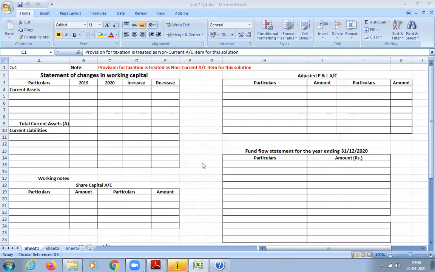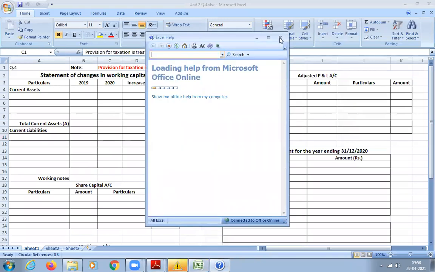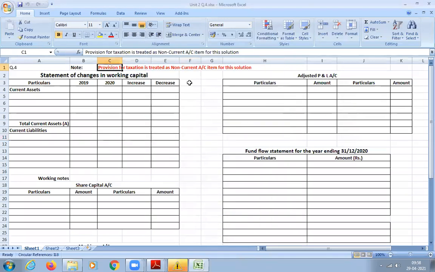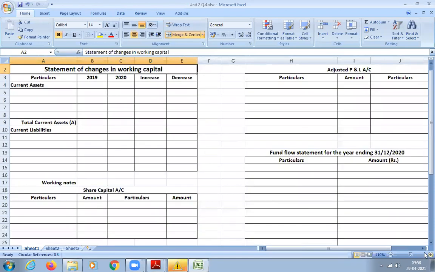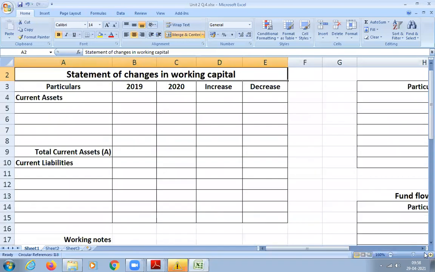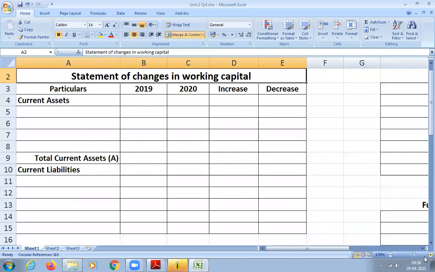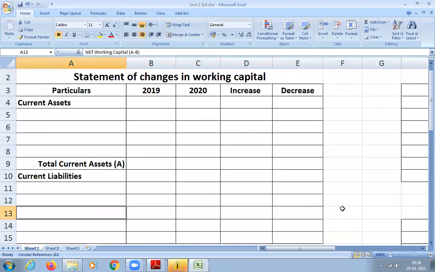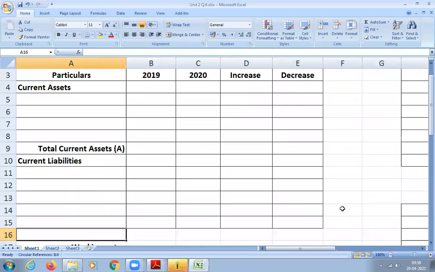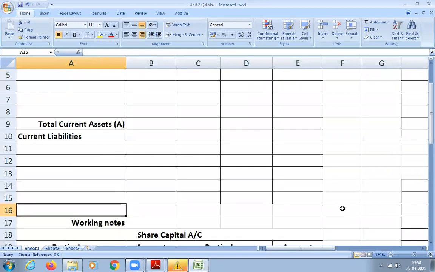Yeah, in this question we have the provision for taxation. What are you going to consider it as, current or non-current? What did you write? Sir, current. Sir, non-current. Yeah, better you consider it as non-current, so there will not be any confusion. Okay, that is the one thing. And let me zoom my sheet one minute. So how much you got the answer? 18,900. Decrease in working capital.